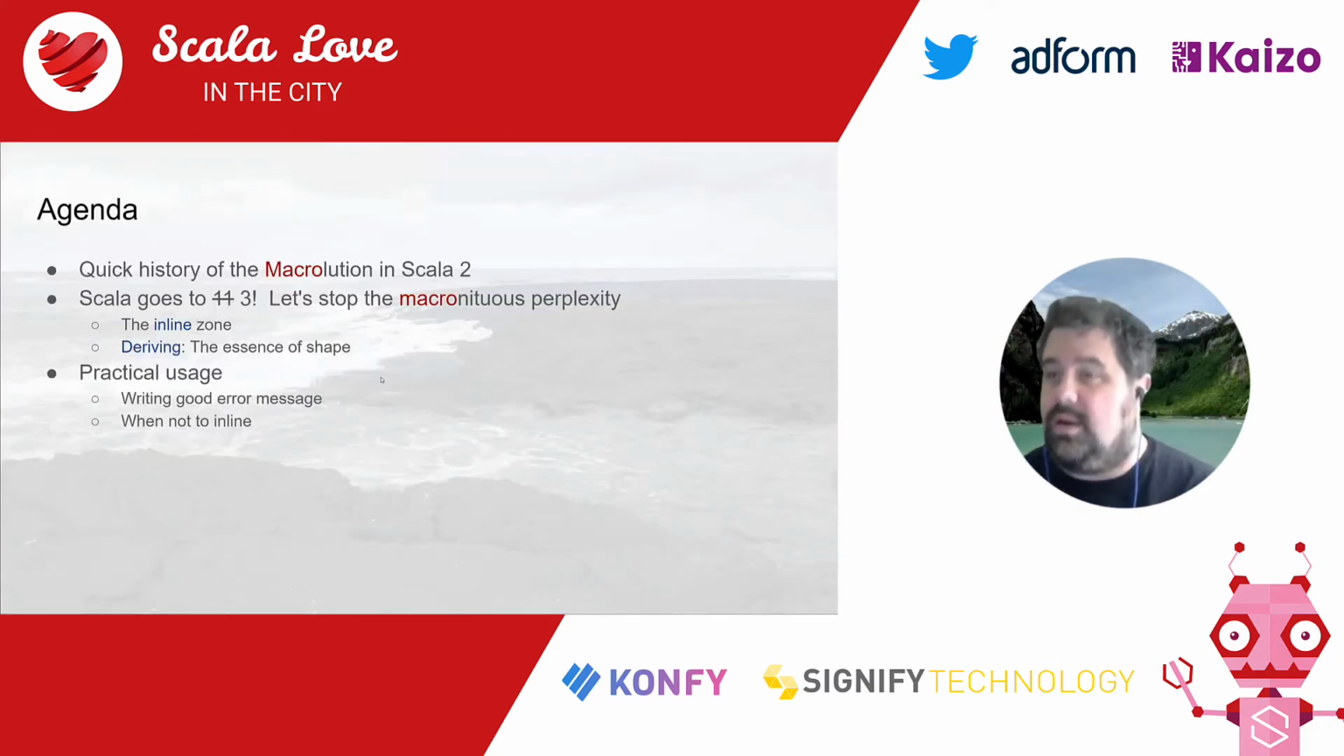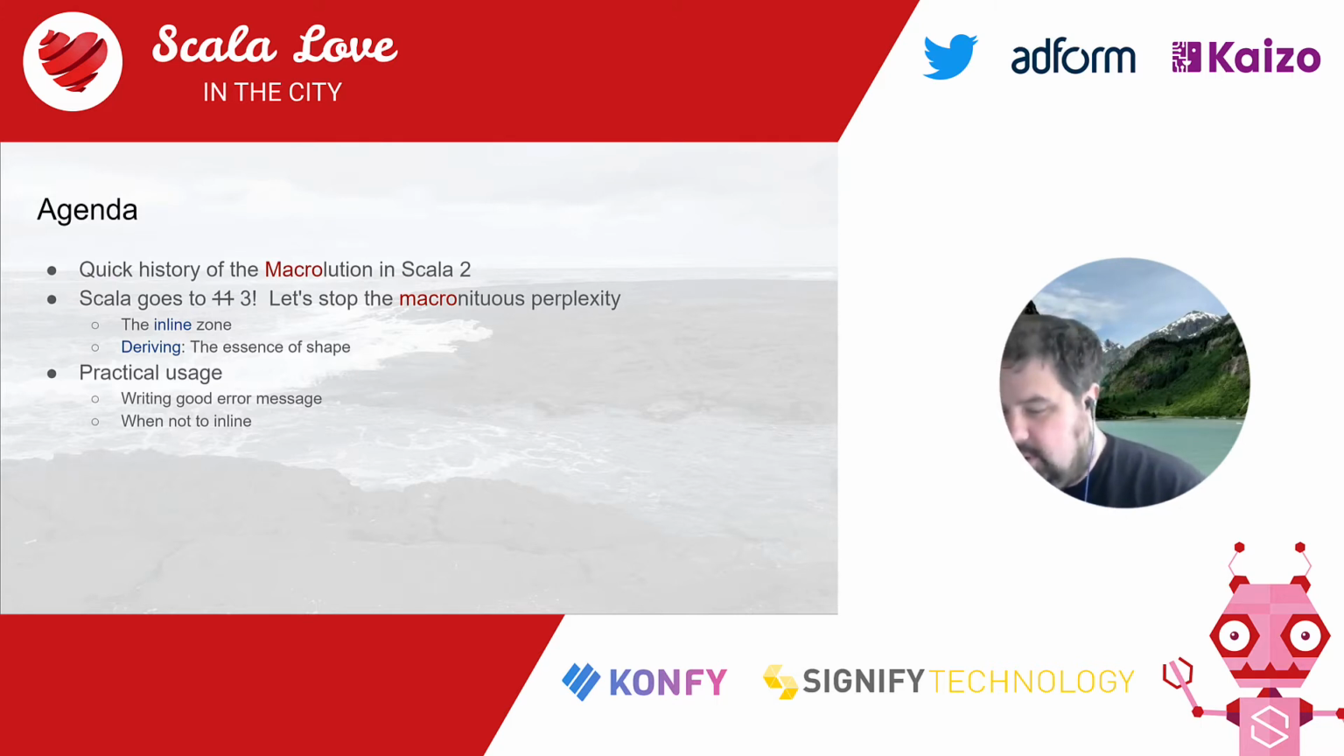All right. Let's go through an agenda of what we're going to be looking at. We're going to be looking at a quick history of the Macrolution in Scala 2. That would be how macros evolved, what they did, and how everyone started using them. Next, you all know that Scala is going to 3 this year. So there's a whole bunch of new features, a whole bunch of cool stuff. We've been kind of experimenting with it. So we're going to cover inline and deriving.